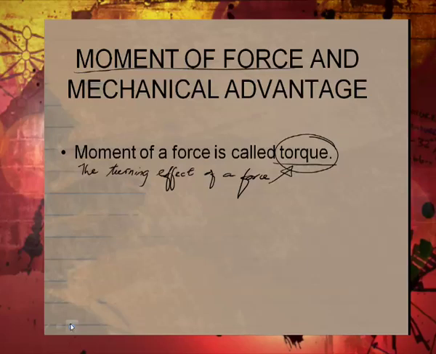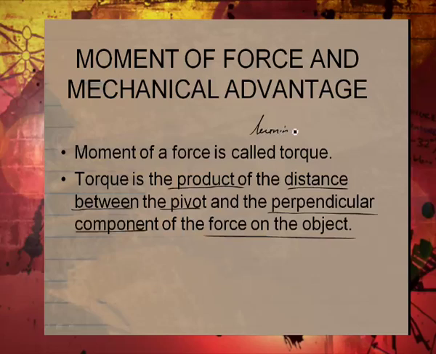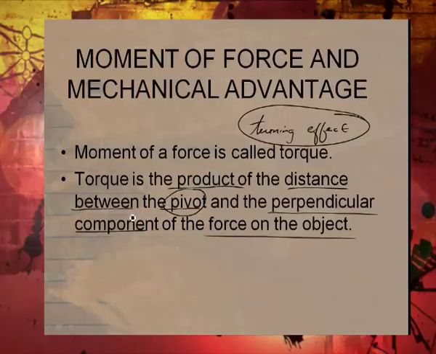Now, torque is the product of the distance between the pivot and the perpendicular component of the force on the object. Like I wrote earlier, I said turning effect. So something is turning here. If something is turning, there should be a point at which it is turning. We call it the fulcrum, or the pivot.